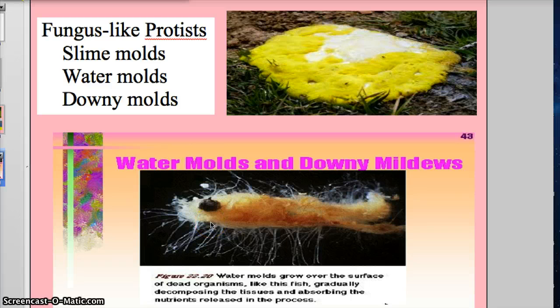The Great Potato Famine was caused by a water mold. They're kind of like fungus. All these are kind of like fungus because they attack food crops and even attach to dead animals like these right here.